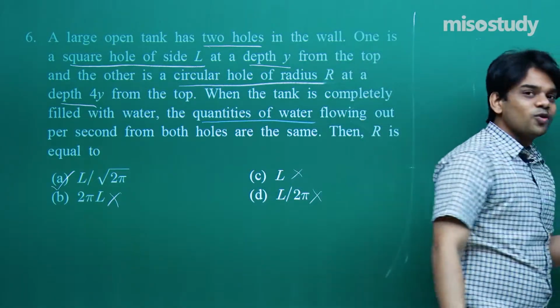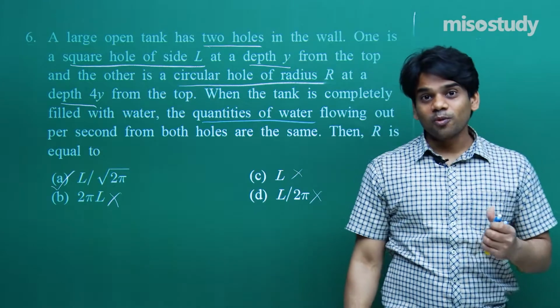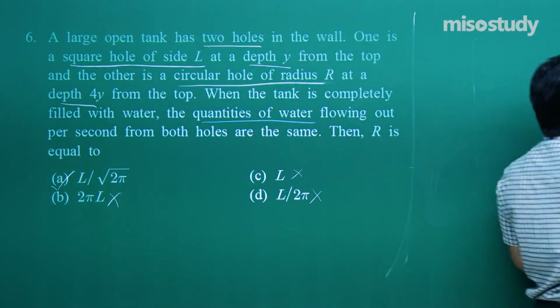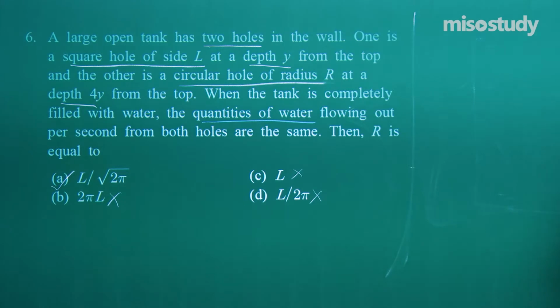problems. So from this problem, also remember one thing, the speed of efflux is under root 2 Gh. That is also a formula students do forget, and they think that they will derive it on the day of examination. But time is less, you have to solve many questions. So it's better to remember the basic formulae that we have discussed here.